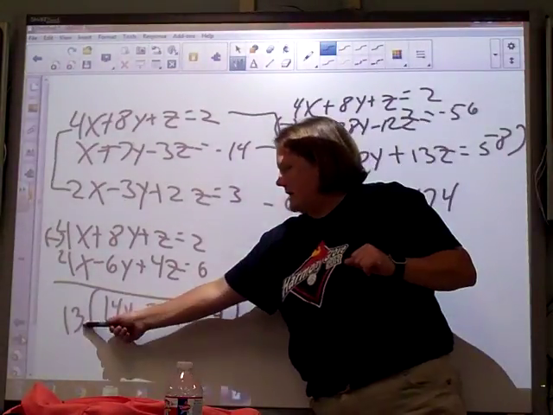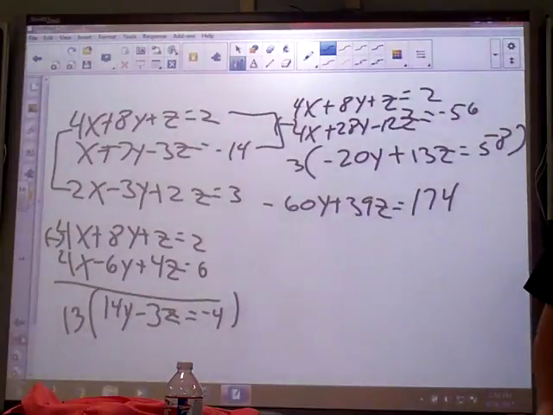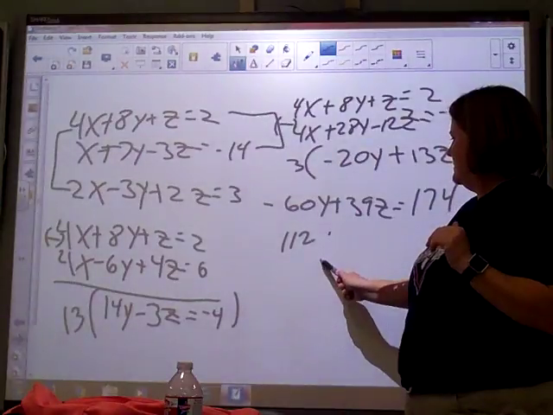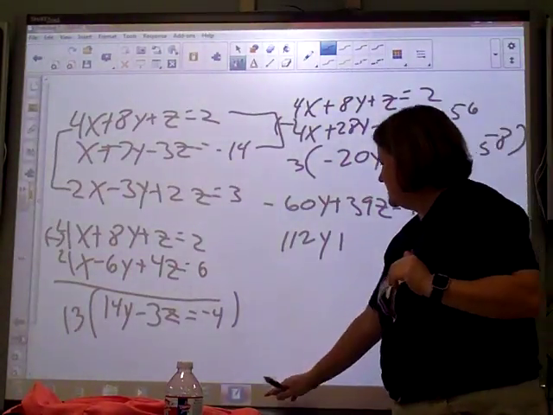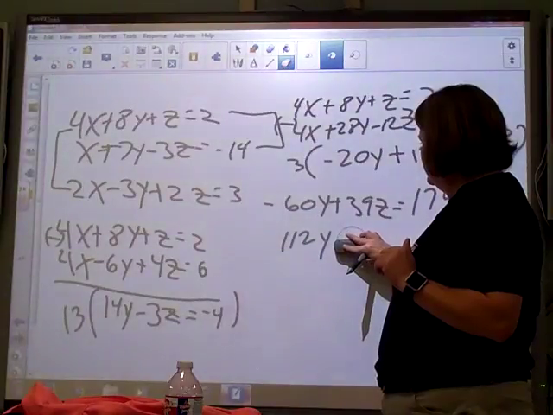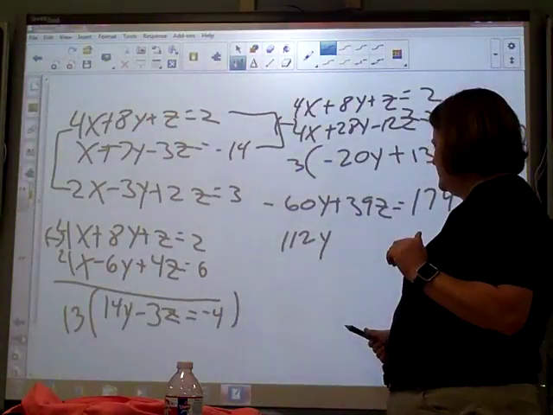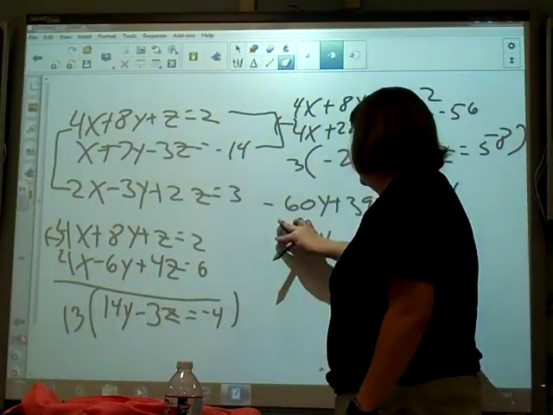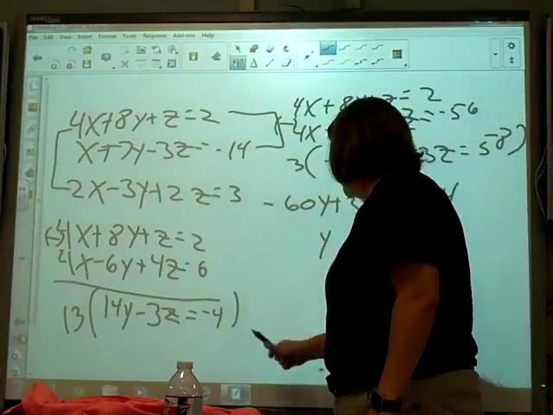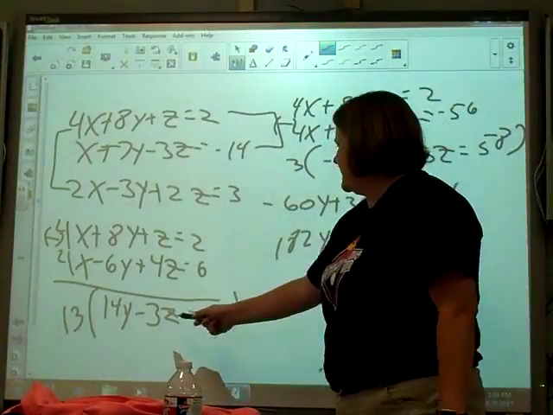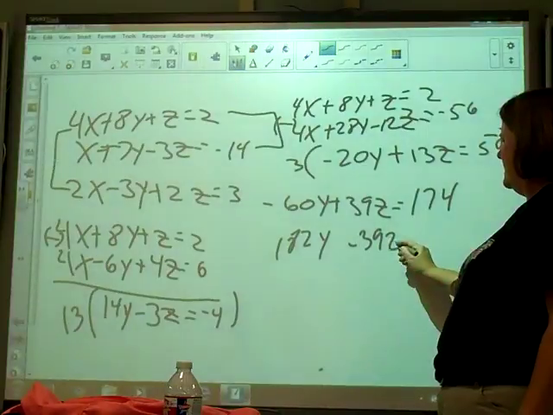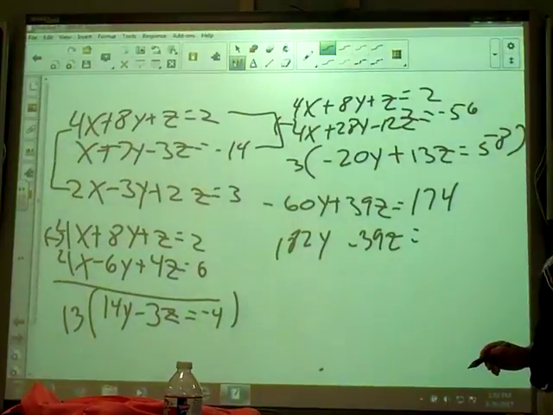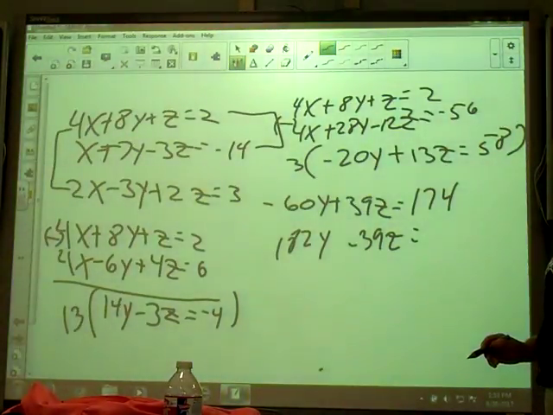So what's 13 times 14? I don't think that's 112. It's 182. Okay, 13 times negative 3 is negative 39. And 13 times negative 4 is negative 52.